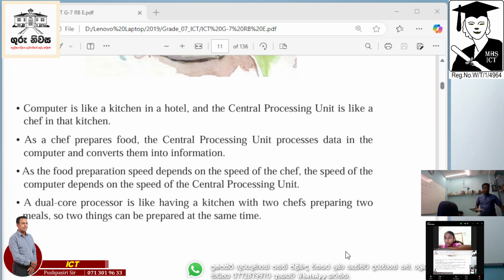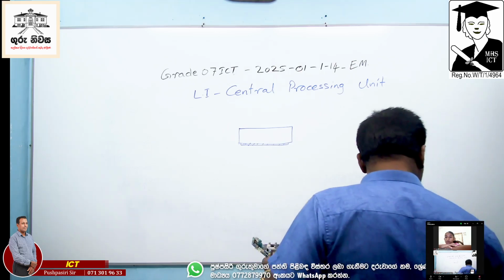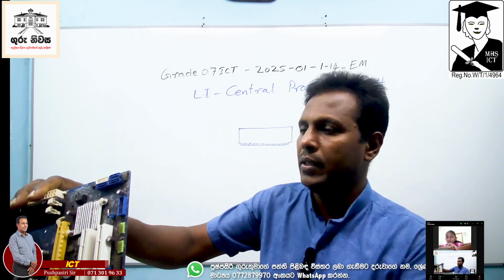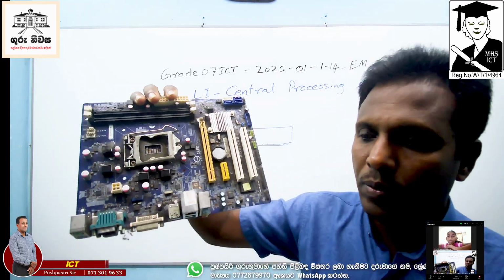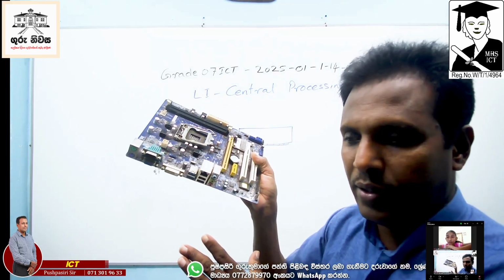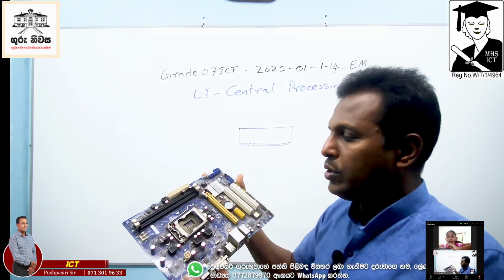Right. This is the motherboard, right? I'll show you. Here you can see. This is the motherboard, right? So this is located inside the system unit. I have removed the motherboard from the system unit. So this is the motherboard.